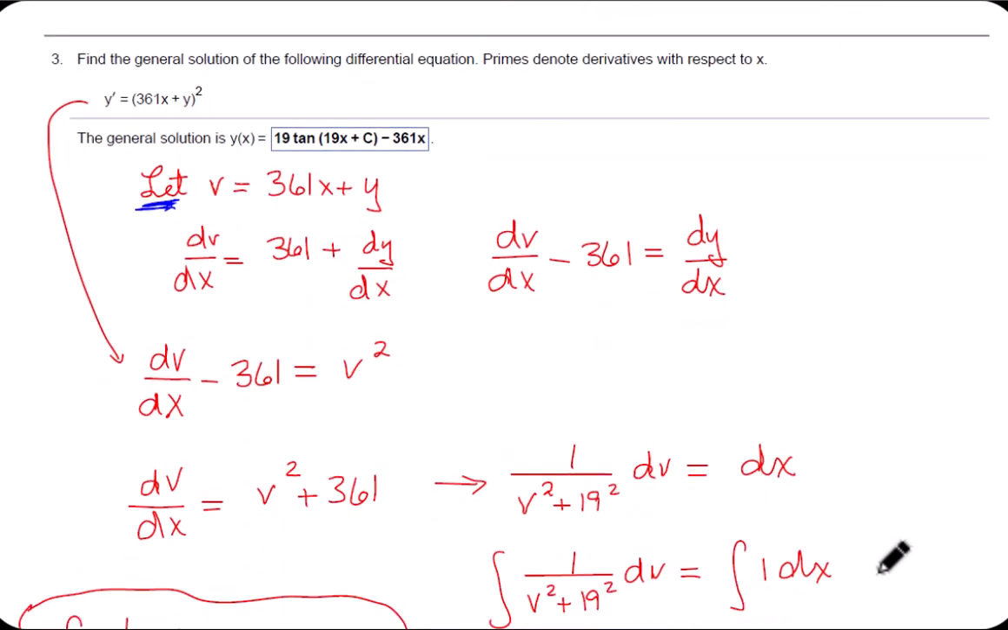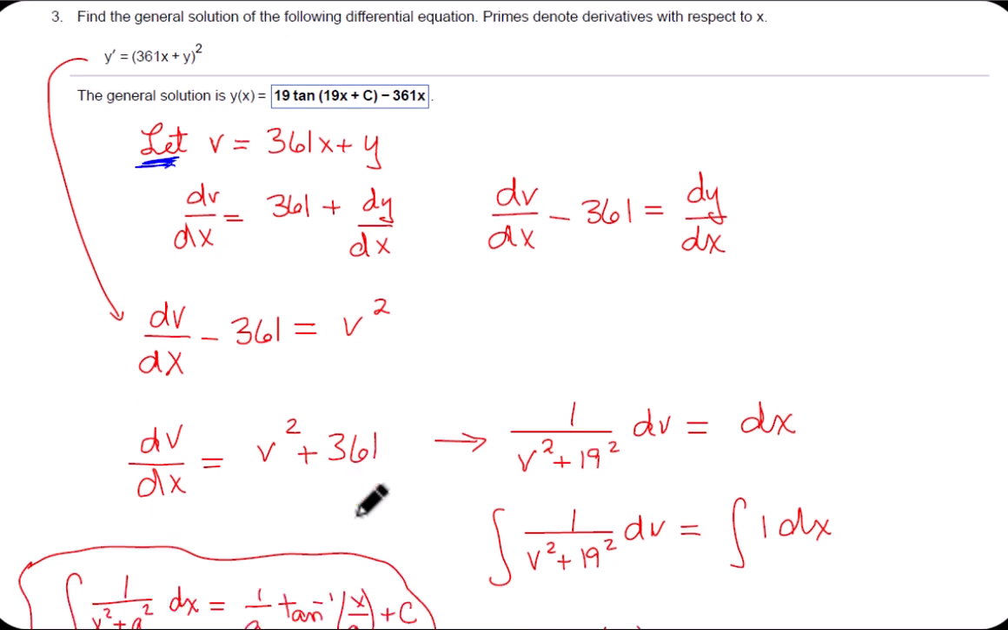All right, in question 3, I got y prime is this stuff here, and it's being squared. So why don't I just let v be all of the inside stuff, and we'll see what happens. So the derivative of that on both sides, derivative of this is just 361. And so if I solve for dy, I get this relationship that I can substitute in on the left. All right, so bring the 361 to the right.